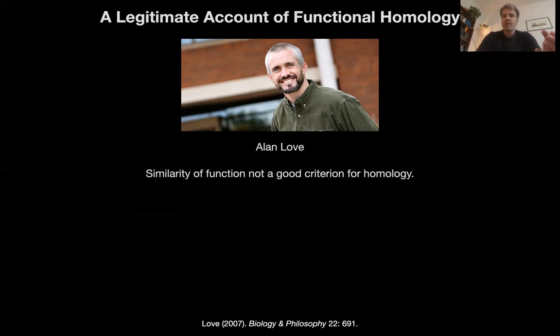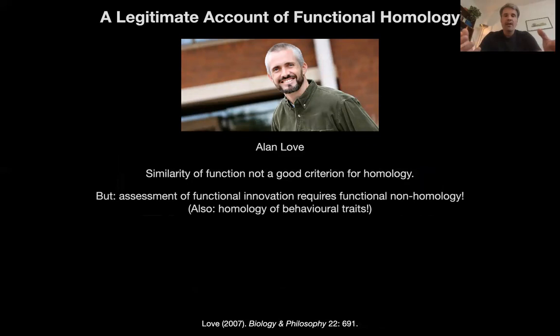But in some circumstances, like when we have a functional innovation in evolution, we need the idea of functional non-homology, because innovation is defined, as in this paper by Günter Wagner and Gerd Müller from 1991, as a functional novelty. So we need a function that has no homolog. Also, if we want to study the homology of behaviors, another important context, behaviors have a function. So we have to talk about functional homology in some way. We need a legitimate account of the homology of function.